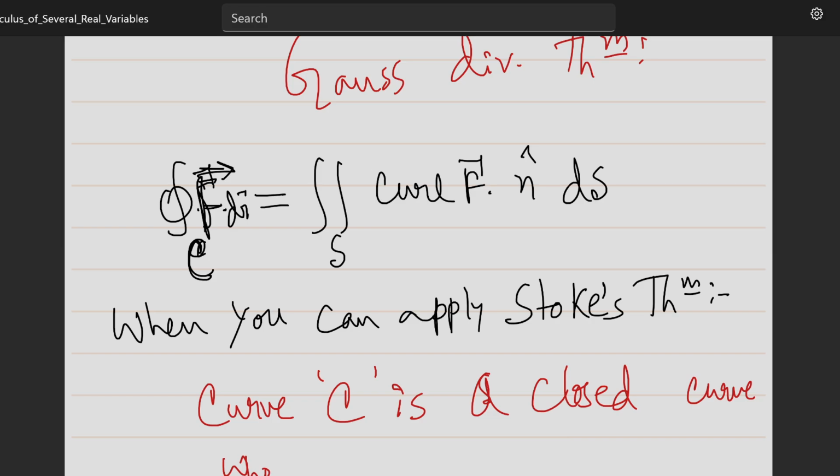Let me just see. I think the charge is showing less. Let's see. Okay, 19%, no issues, it can be done.